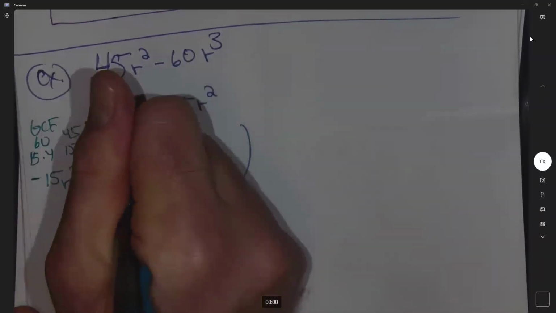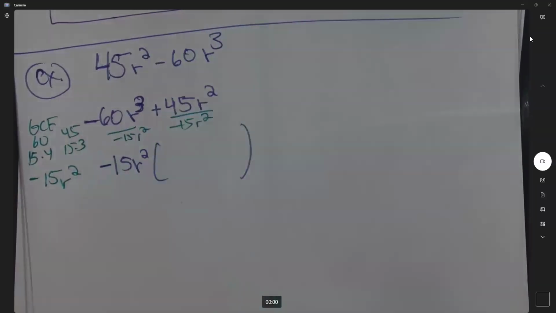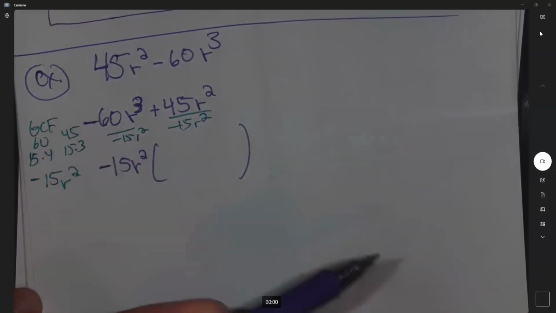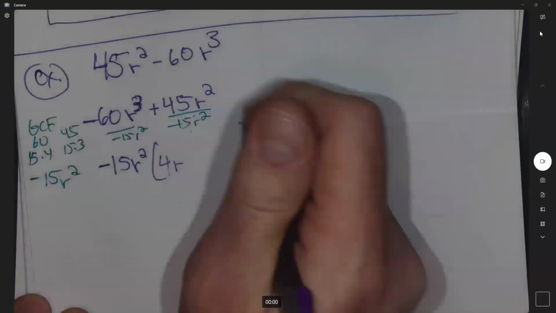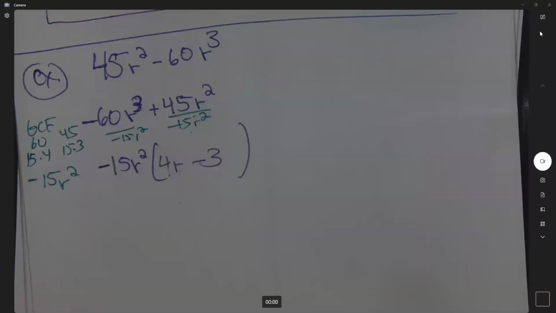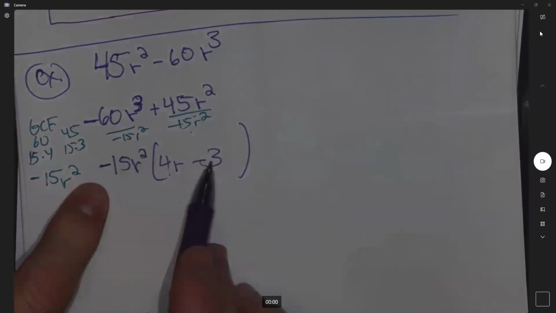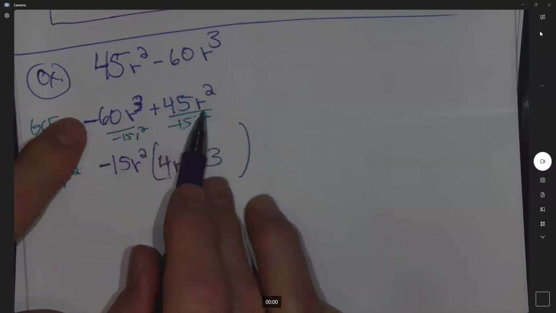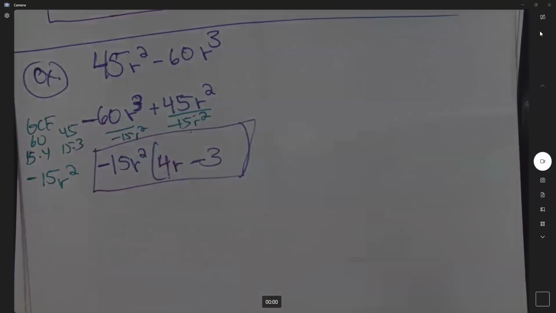When I divide each of these by negative 15r squared, a lot of people like to write that to start. This leaves me with positive 4r, and this leaves me with negative 3. If I were to redistribute this, this would give me negative 60r cubed and positive 45r squared, which is what we started with in terms of the values of the expression. So I know I've factored correctly.